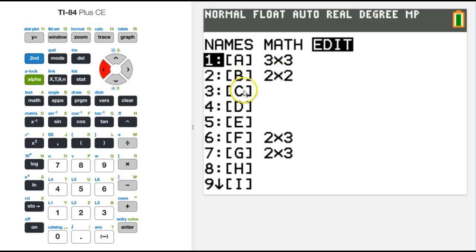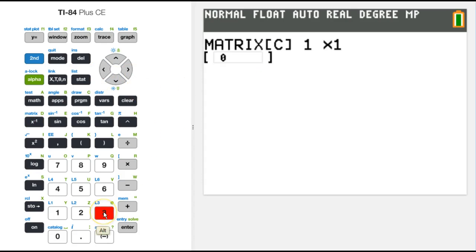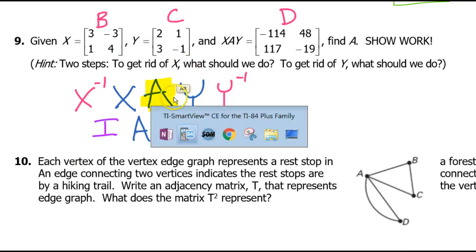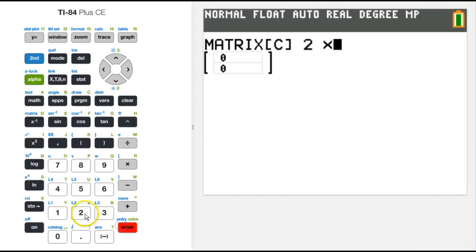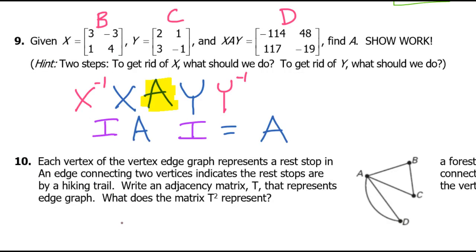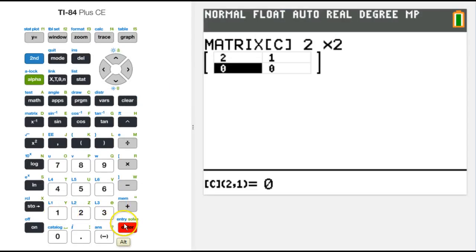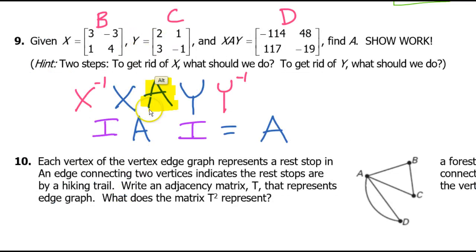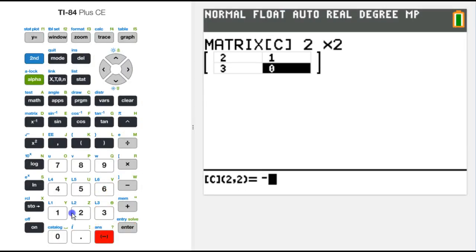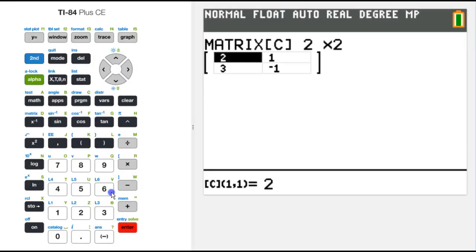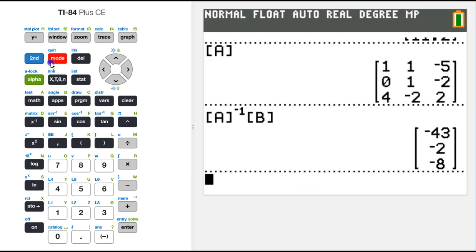All right. So now I'm going to edit matrix C. Matrix C is another 2 by 2 matrix. So 2, enter, 2, enter. So this is 2, 1, 3, negative 1. And I'm going to quit my way out of that.